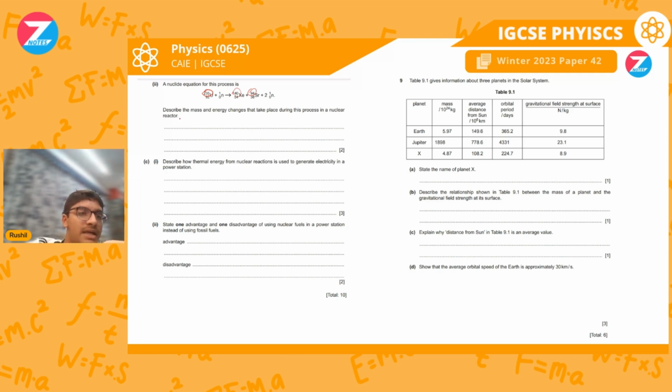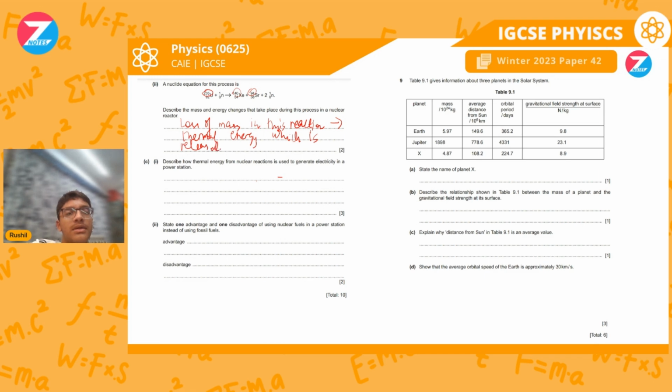So we can write this as: the loss of mass in this reaction is converted to thermal energy, which is released. And just to find out the quantity of the energy, it's the mass loss times the speed of light squared, which gives the famous equation E equals mc squared.